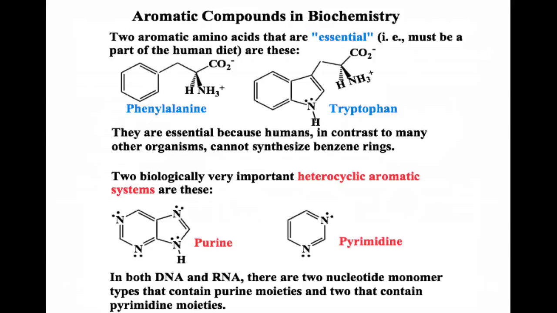Okay? But an aromatic ring. Tryptophan also has an aromatic group. This whole thing here is actually aromatic. It's 2 rings, but how many pi electrons do we have?